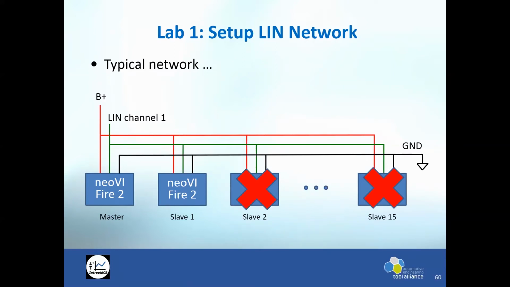I was at a company yesterday working with them. They had bought Fire 2 and Vehicle Spy Pro, and it's for a production tester on the line. In their case, the first Fire 2 acting as a master would be simulating the BCM module in a vehicle. They're connected to LIN bus 1, 2, and 3, and there are 8 different ECUs connected on all 3 LIN buses. LIN bus 1 had 2 ECUs, LIN bus 2 had 3 ECUs or slaves, and LIN bus 3 also had 3 slaves.